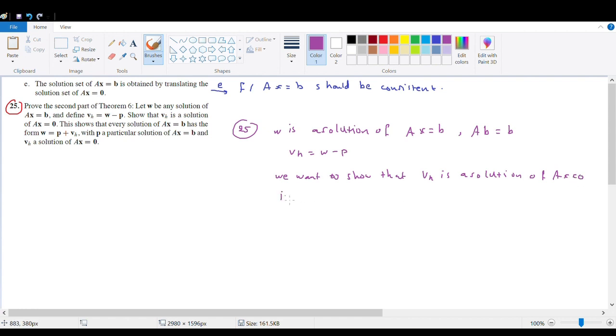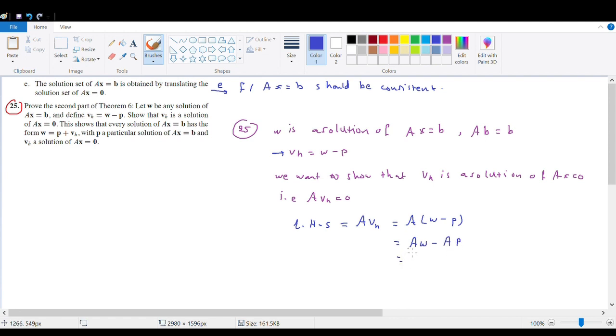That means we need to show that Avh = 0. So let us first write Avh. If we take the left hand side, we want to reach 0. So Avh is equal to A times vh. What is vh? It is given from here: it is w - p. Now if we distribute A, this will give us Aw - Ap.